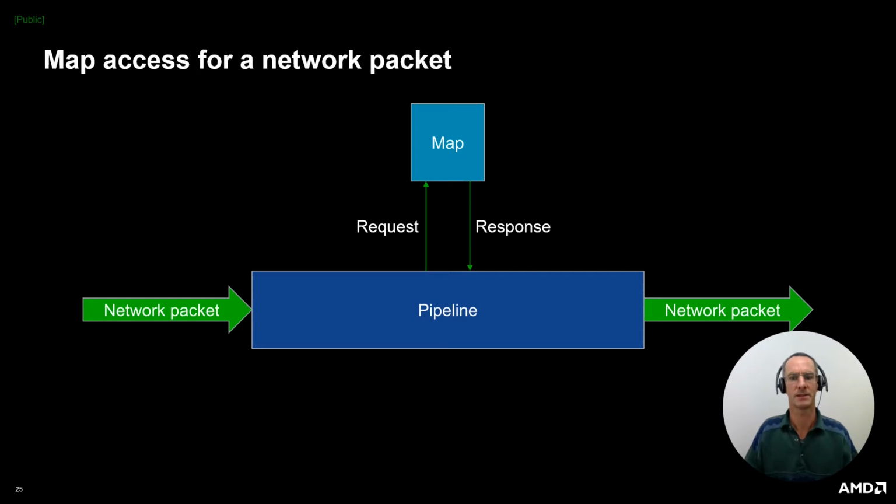Instead, we decided to handle these requests in the same way that we handle network packets. When a network packet arrives, it's handled by the pipeline and can send a request to the map and receive a response.